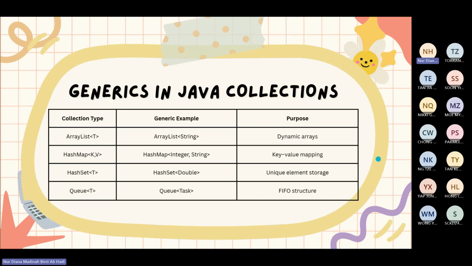Okay? So next, this is the generics that you can see in the Java collections. You can have ArrayList, you can have HashMap, you can have HashSet and Queue, where all of these things would be used for different purposes. Okay? So array is a type of storage where you store it in a dynamic array. They will have different dimensions for array: 1D, 2D, 3D. And the hash map is a key-value mapping. When we talk about hash set, it is element storage. Queue is a FIFO structure.